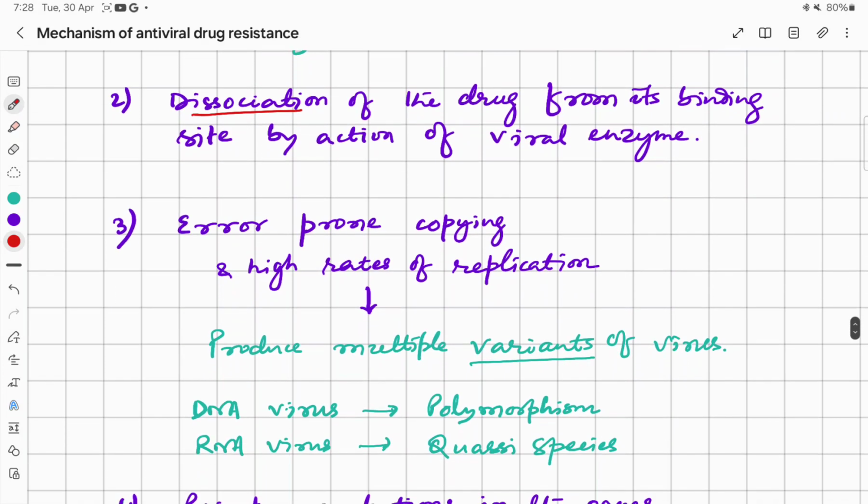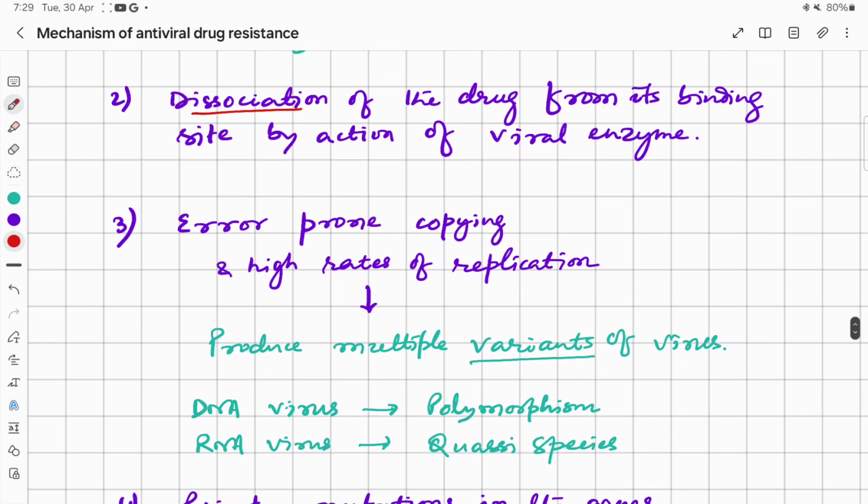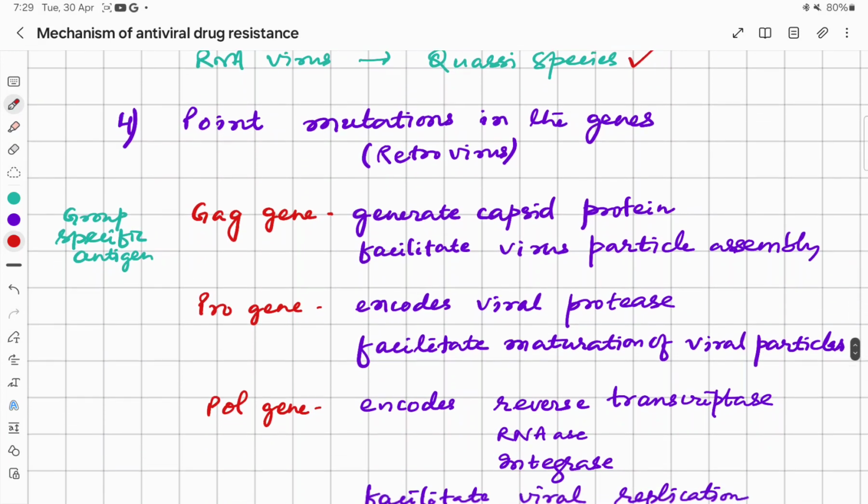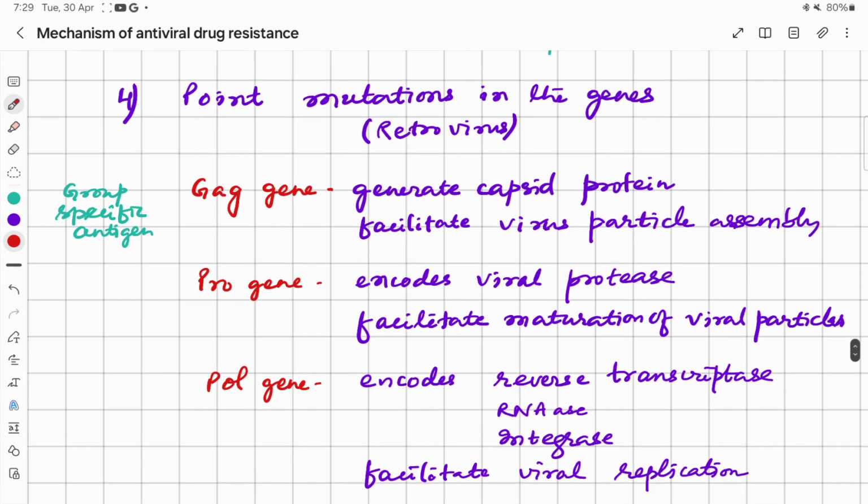In many cases there are high rates of replication, and error-prone copying produces multiple variants of virus, and in case of DNA virus we call this polymorphism. In case of RNA virus we call this quasi-species. So this is a major cause of resistance to antiviral drugs. Finally, in case of antiretroviral therapy, point mutations are a cause of resistance.